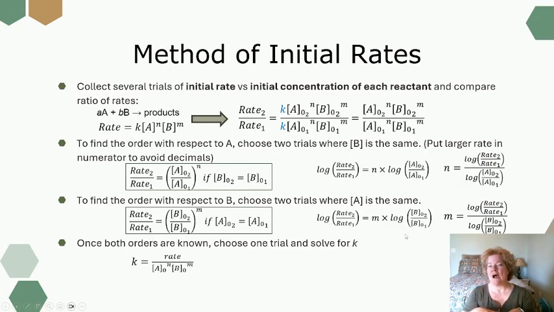All right, so how do we actually go about finding M and N and K? So one possibility is using this method of initial rates. So I'm going to run this experiment many, many times, and I'm going to keep changing the initial concentration of the reactants, and I'm going to measure the rate.